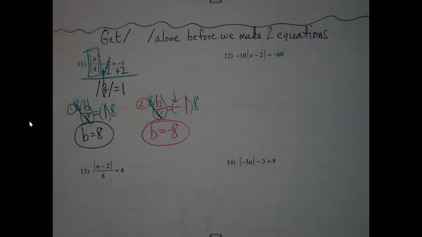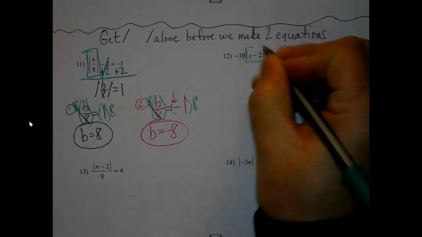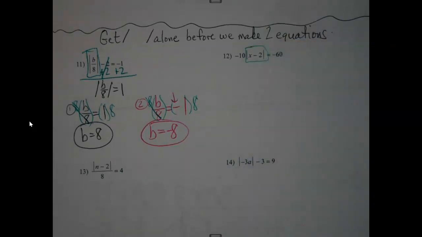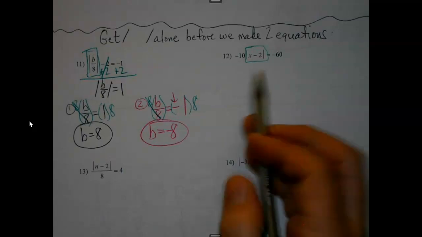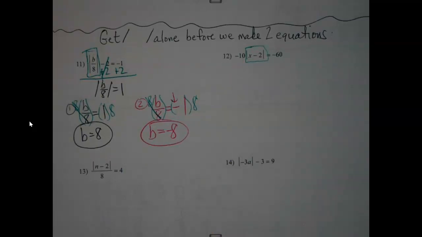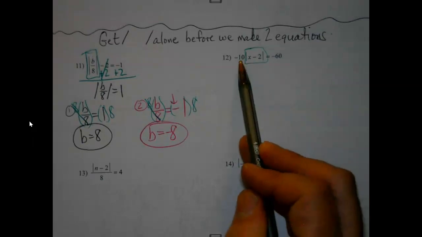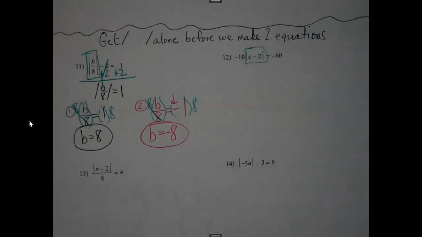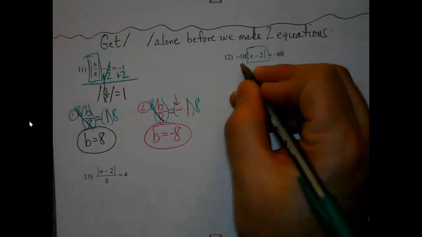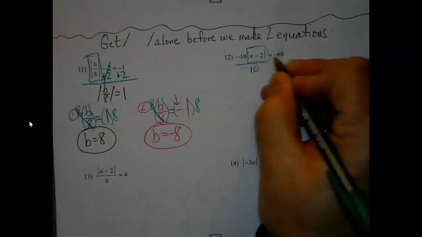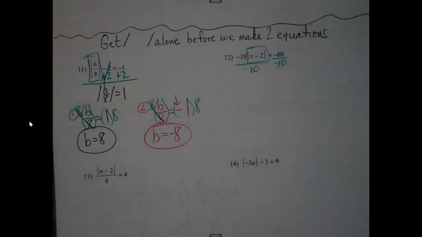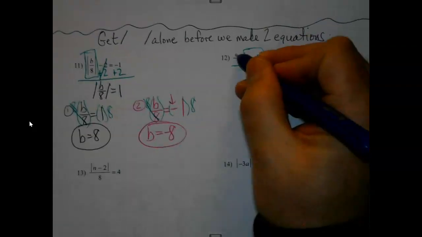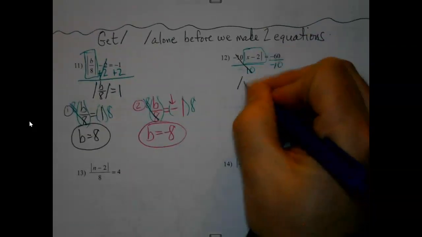Let's do 12. So now, here's where I've got to be careful on 12. Don't want to distribute. We're multiplying by negative 10. This isn't a plus 10 deal. We're multiplying by negative 10. So what's the opposite of multiplying by negative 10? Divide. Otherwise known, in English math, as divide. All right. Okay.